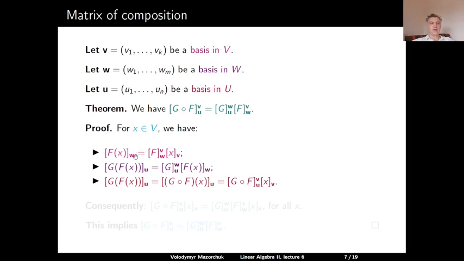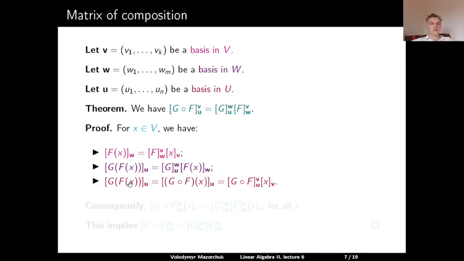So first of all, the coordinates of f of x in the basis bold W are equal to the product of the matrix of F with respect to the bases V and W times the coordinates of x with respect to V. Next, the coordinates of the vector G of f of x in the basis U is equal to the product of the matrix of G in our bases W and U times the coordinates of f of x in the basis bold W.